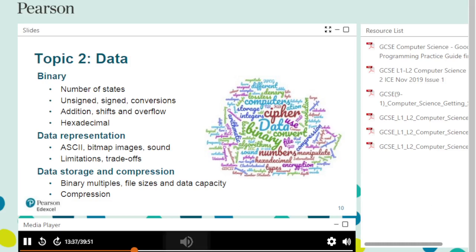Section 3 deals with data storage and compression. It specifies that binary multiples, kibibytes and mebibytes, etc., must be used to express file sizes and data capacity. Students need to know how to construct expressions to convert between units of measurement and to calculate file sizes and data capacity requirements. The need for data compression and lossy and lossless methods of compression are also covered in this section.